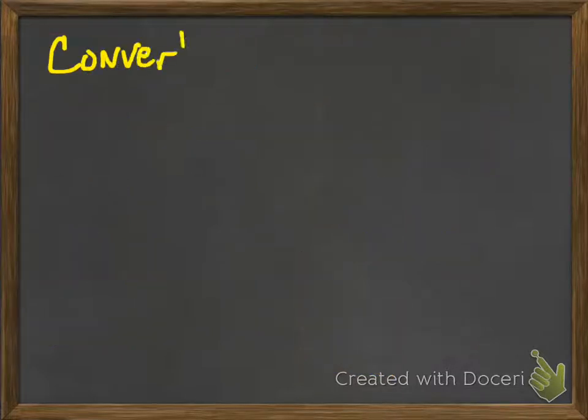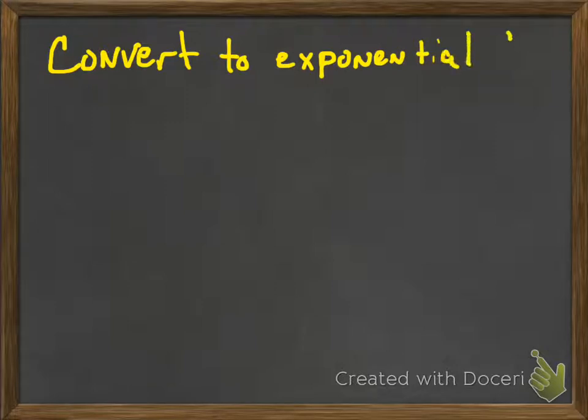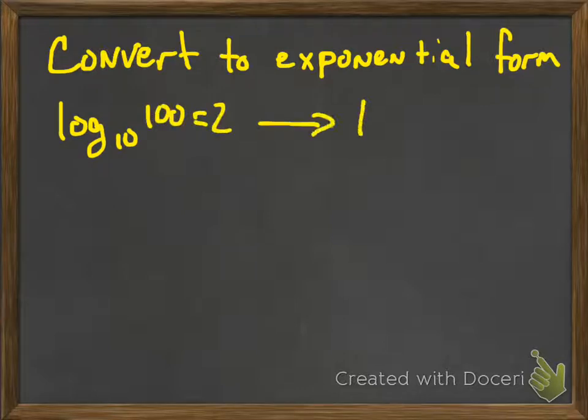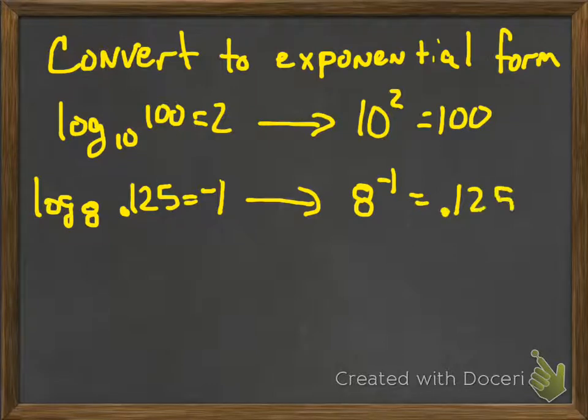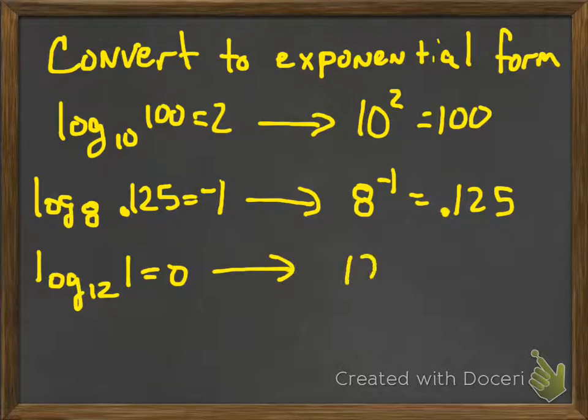Okay, now let's convert the other way. Let's go from logarithms back to exponential form. So in that one, we're going to say, let's see here, log base 10 of 100 is equal to 2. Well, then I'll say that's 10 squared is equal to 100. Log base 8 of 0.125 is equal to negative 1, then I would say 8 to the negative 1 power is equal to 0.125, 125 thousandths. Log base 12 of 1 is equal to 0, that's 12 to the 0 power is equal to 1.